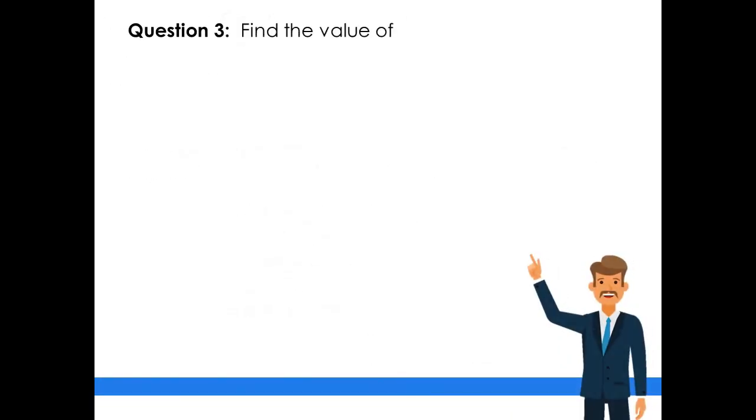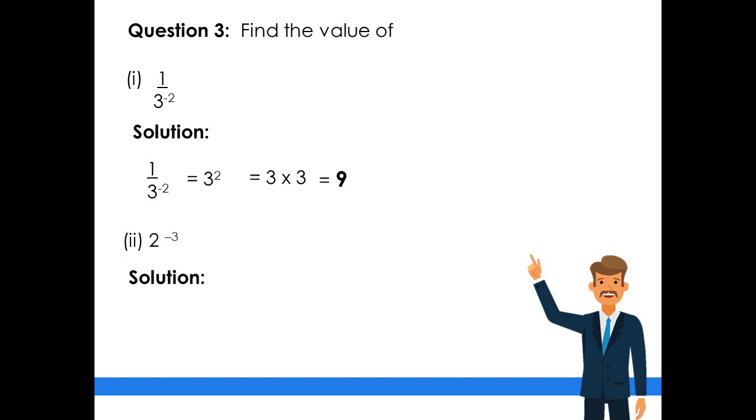Question 3. Find the value of 1 by 3 to the power minus 2. The answer is 9. Second one: 2 to the power minus 3. The answer is 1 by 8.